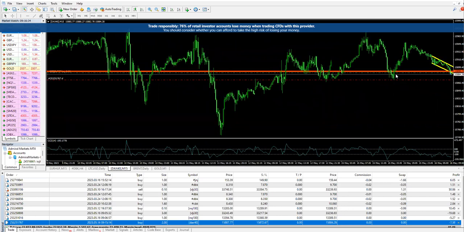This may be a support zone where we are. I mean, this one, because this was a neckline of a double top. This was a false breakdown level under the neckline of this double top. So maybe there is chance to go back to the trend channel.